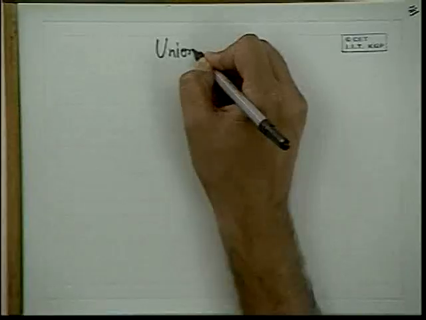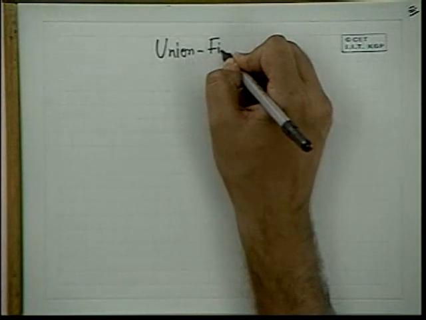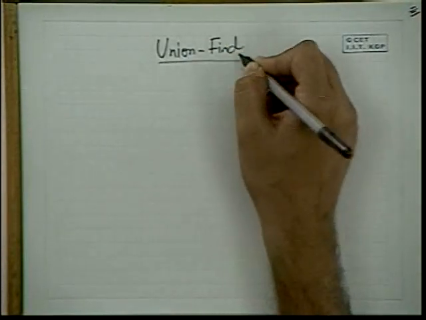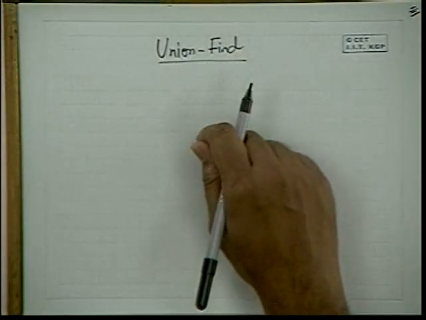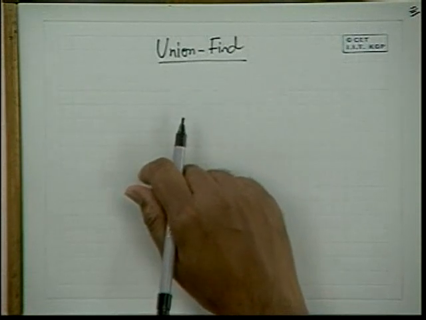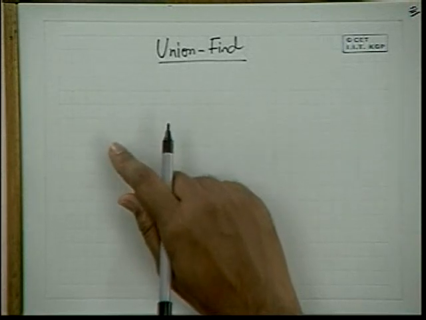So today we start with the union find problem. We have seen that this problem occurs as a subproblem in Kruskal's algorithm. If you remember, in Kruskal's algorithm, we are maintaining a set of sets.